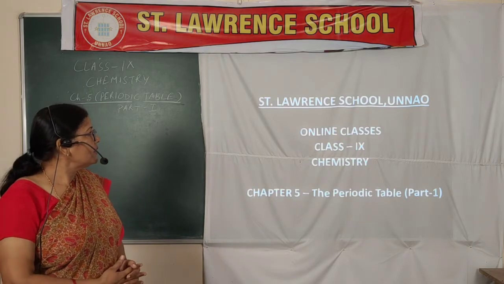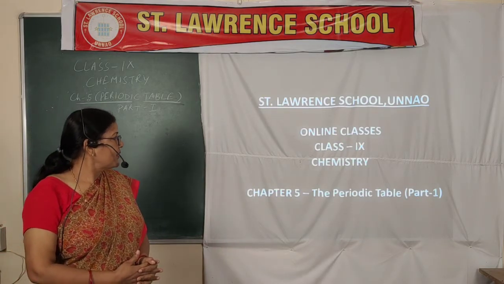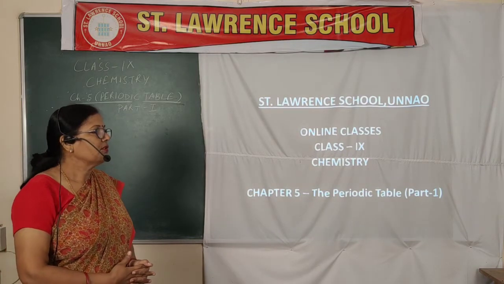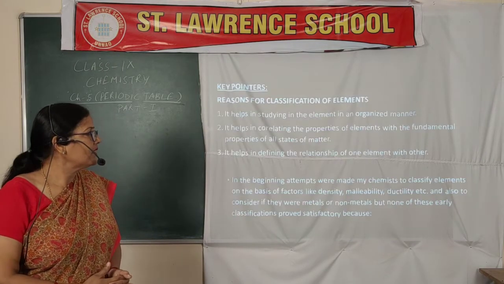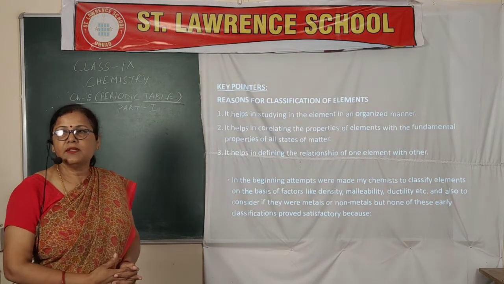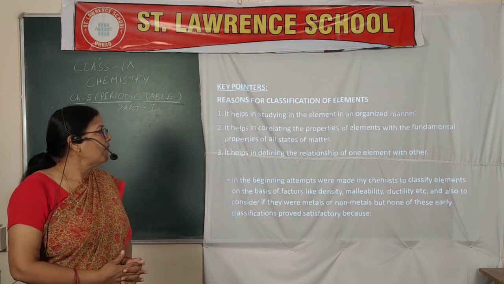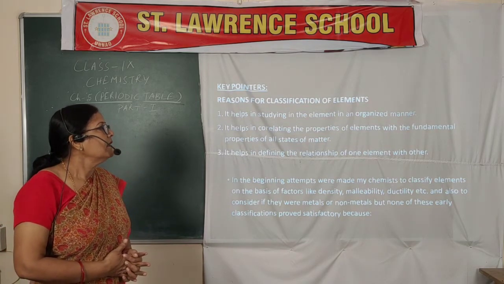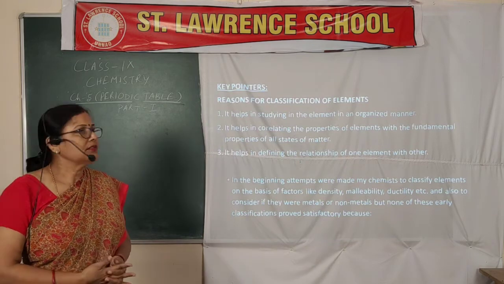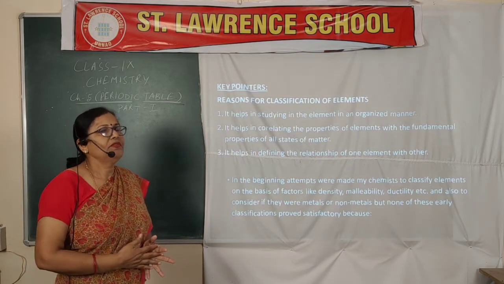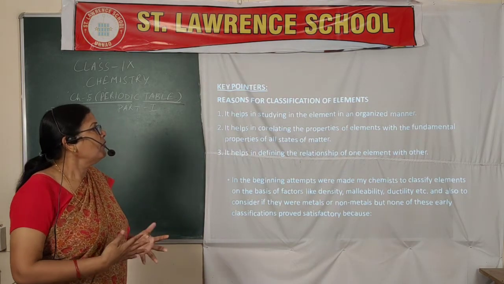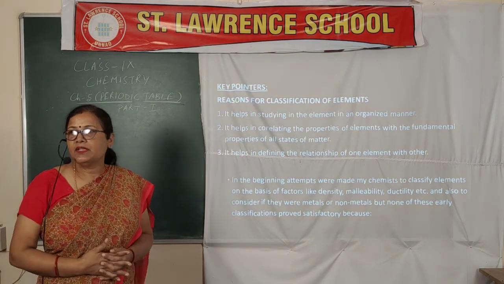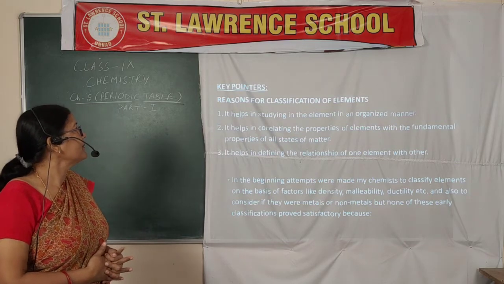Today I will teach you class 9th chemistry, chapter 5, the periodic table, part 1. First I will tell you what the periodic table is. The periodic table is a chart where all the elements are arranged in an organized manner according to their characteristics, so that we can know about their properties, their physical properties and their chemical properties and everything.